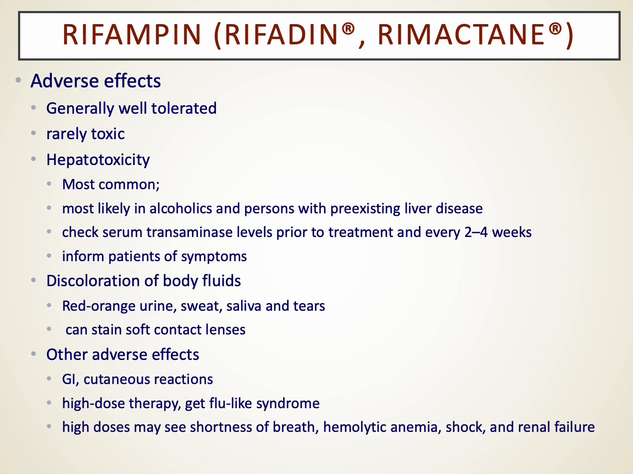There are a number of things to think about with rifampin, but it's generally well tolerated. Occasionally hepatotoxic, that could be additive with isoniazid, but it's usually reversible, or it's usually seen, if it's going to be seen, with somebody who has already pre-existing liver disease. You do expect that red, orange urine, sweat, saliva, tears. It can stain soft contact lenses, so you want to be aware of that. It can cause some GI upset in some patients as well.